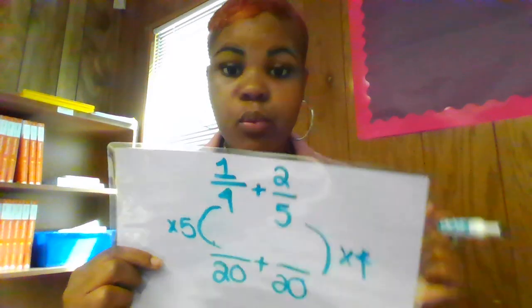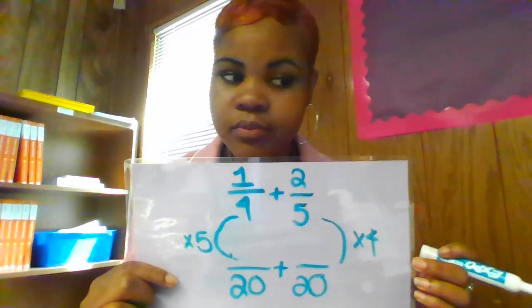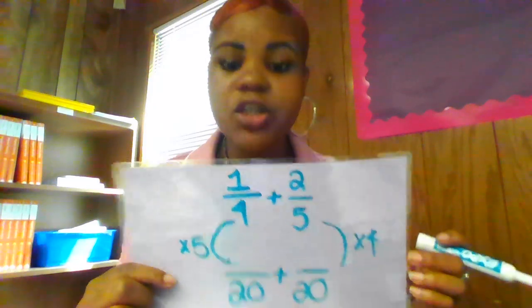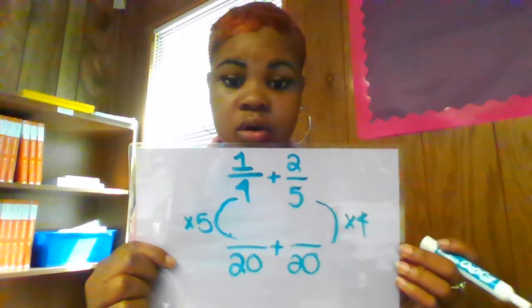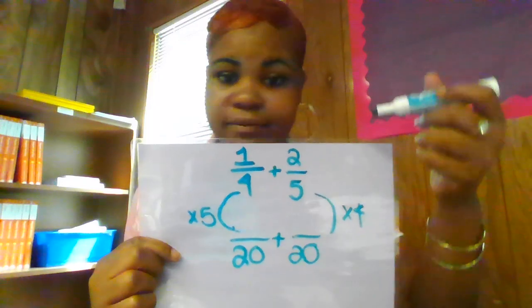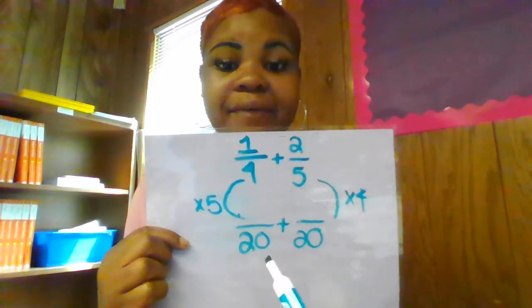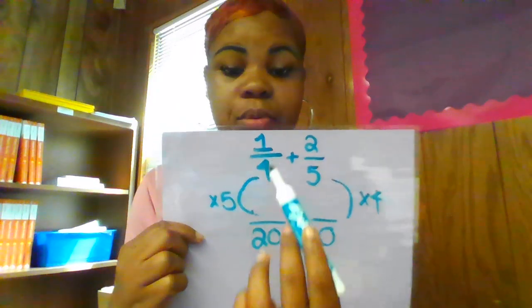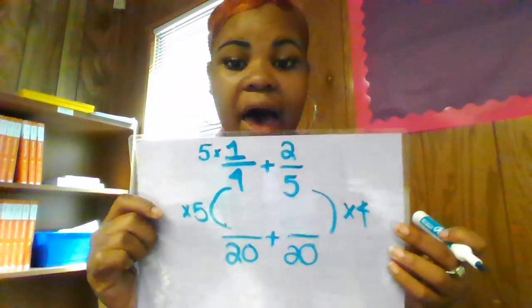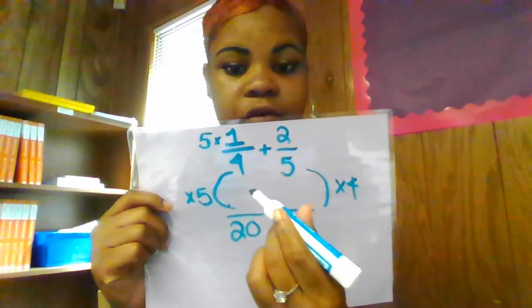Now, Sarah, remember, what did I tell you last week? Good job. Whatever you do to the bottom, you have to do to the top. So if we multiplied 4 by 5 to get 20, we need to multiply 1 by 5 as well. 1 times 5 equals what? Any number times 1 should give you itself. So I'm going to write 5.